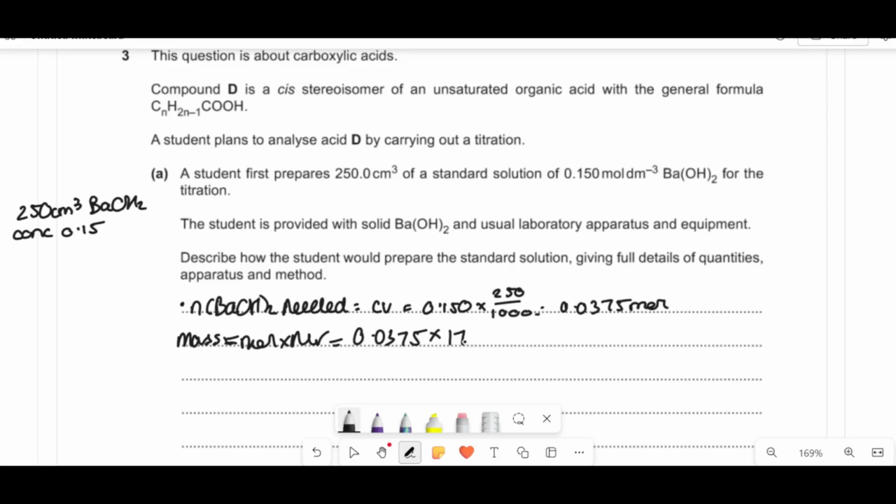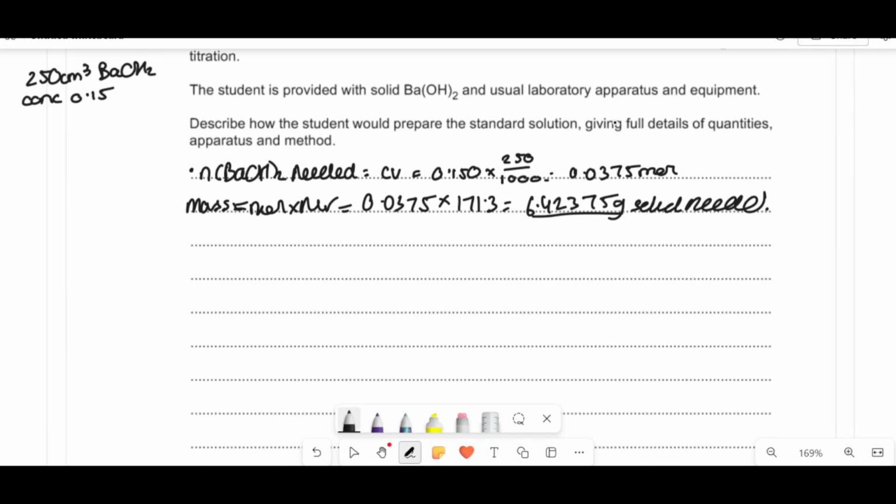0.0375 times its Mr, which is 171.3, which gives you 6.42375 grams. We can use a high precision balance. Some labs have that, but if we wanted to, we could round it. So then we've at least got the quantity we need to make this solution. Now we actually have to talk about how you would make that.